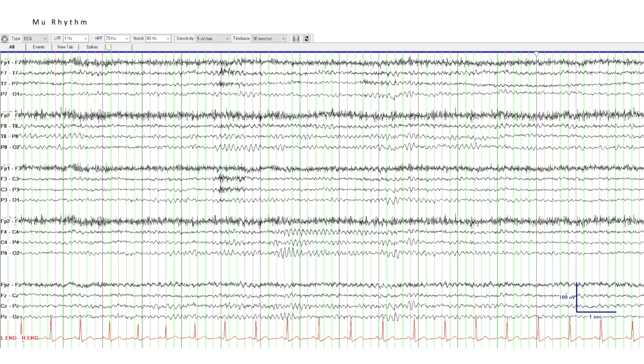Here's another example of a mu rhythm seen here in the right central region. Notice how you really don't see a corresponding rhythm in the left. This is also a mu rhythm.